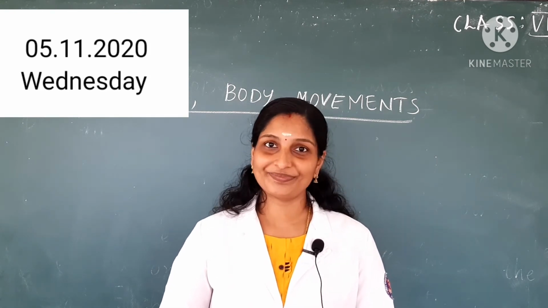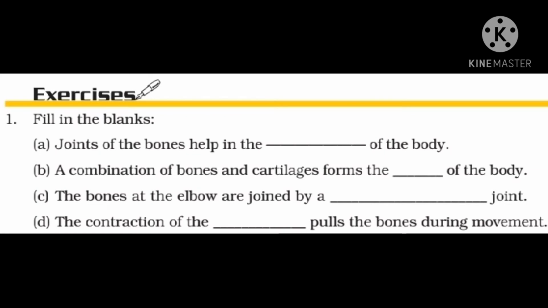Let's begin. Children, let's begin with fill in the blanks. First question: joints of the bones help in the dash of the body. What is the answer? Yes, movement of the body. Second question: a combination of bones and cartilages forms the dash of the body. The combination of bones and cartilages forms? Yes, the skeleton of the body.